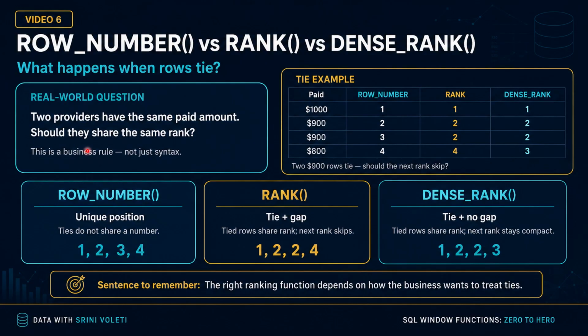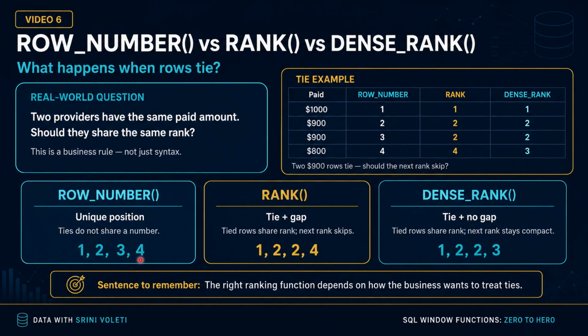That's why this lesson matters. Row number, rank, and dense rank are not three random functions that do almost the same thing. They answer three different business questions about ties. Row number says, I do not care about sharing rank. Give every row a unique position. If two rows tie, one still becomes 2 and one becomes 3.